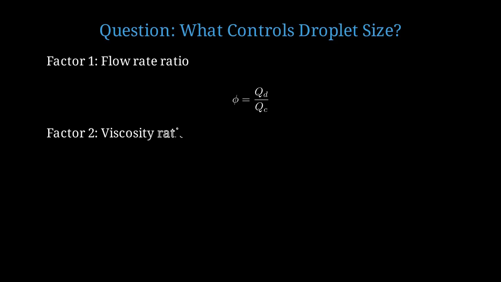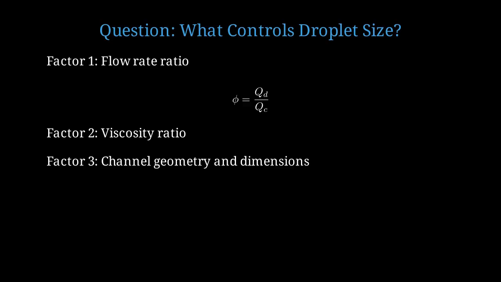Second, the viscosity ratio between the two fluids affects droplet formation dynamics. Higher viscosity in the dispersed phase generally produces larger droplets. Third, the channel geometry and dimensions directly influence droplet size. Smaller channels produce smaller droplets.